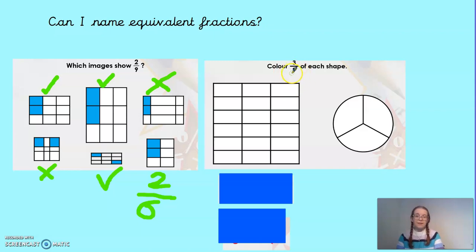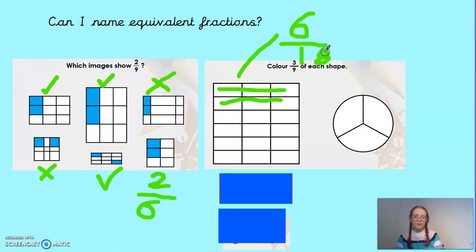So if I had to times 9 by 2 to get to 18, I've got to times 3 by 2 to get 6. So I should colour in 6 here. And now this shows 6 over 18. My pen is really big so I can do the colouring. It's not so helpful when I'm writing. 6 over 18, which is equivalent to 3 over 9.